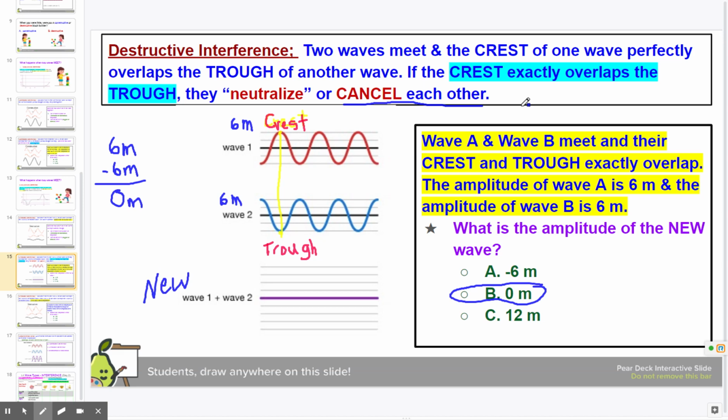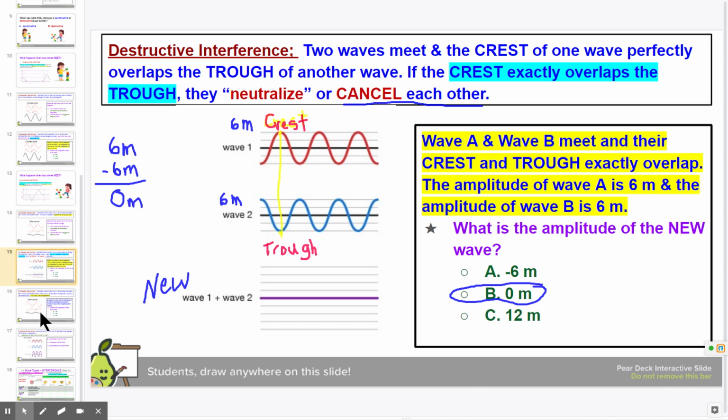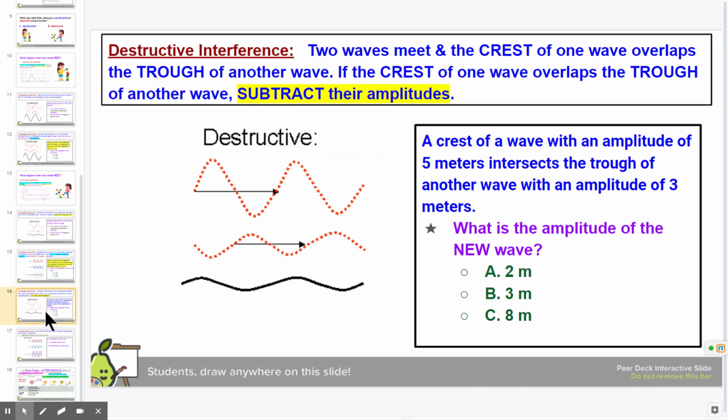So that's a neat instance of destructive interference. So in destructive, it has to be a crest and trough overlapping. If they have the same amplitude values, they'll completely cancel each other out. So that's pretty cool. Let's just do a check and make sure we're good to go with another example. Remember, if it's destructive, we subtract, but if it's destructive, the crest and trough overlap.